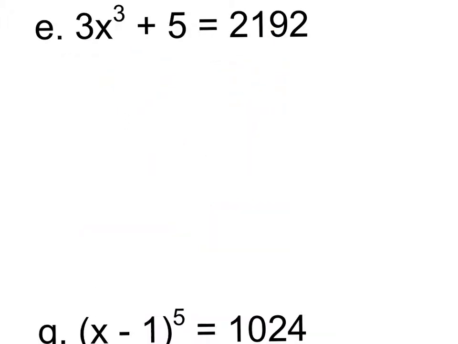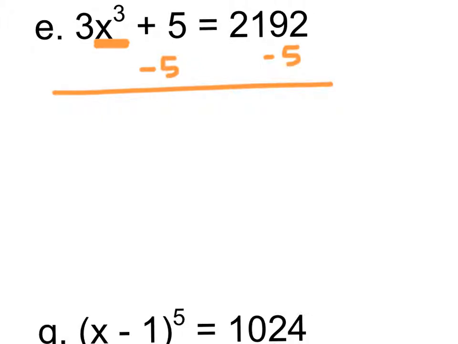The next example we're going to look at is E, and the original problem is 3x to the third plus 5 equals 2192. So we're trying to get x to the third by itself, so we're going to treat this like its own variable, just as a regular x, and we're going to undo everything around it with the exponent being last. So the first thing we're going to do is move the 5. So we're going to subtract 5 from both sides.